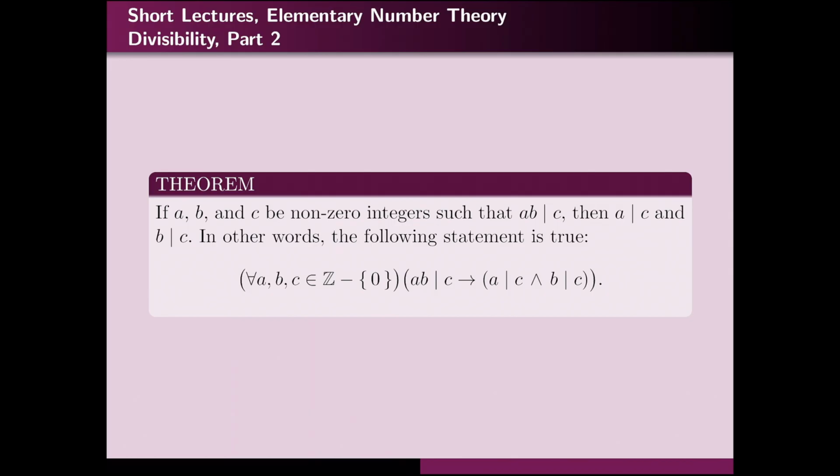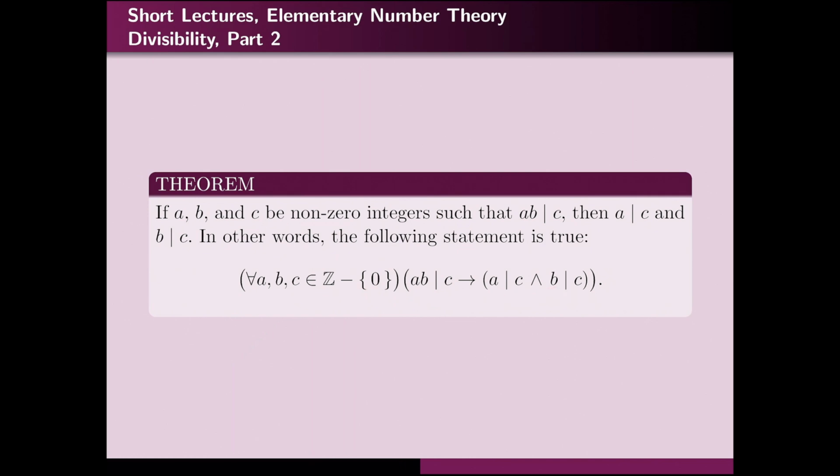Okay, the next theorem tells you that a, b, and c are non-zero integers, and we know that the product ab divides c. Then the conclusion is that both a and b divide c. So it means a divides c and b divides c. So in other words, if a, b, and c are non-zero integers, and we know that ab divides c, you can conclude both a and b divide c.